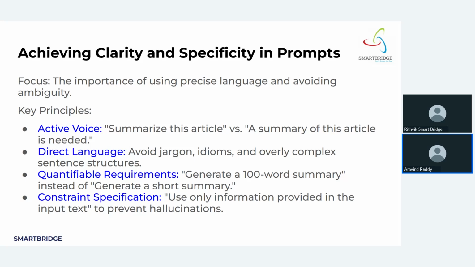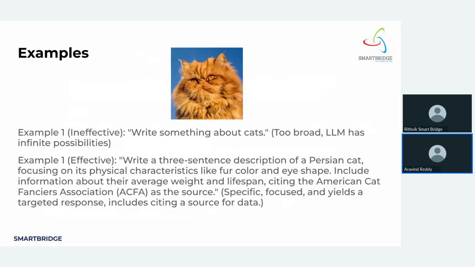Constraint specification: use only information provided in the input text to prevent hallucination. See, I'm going to show how these things work. Let me do that for you. I'm going to use Gemini, or else I'm going to use Granite. Let me go for IBM Cloud.